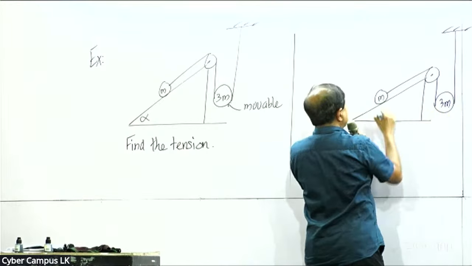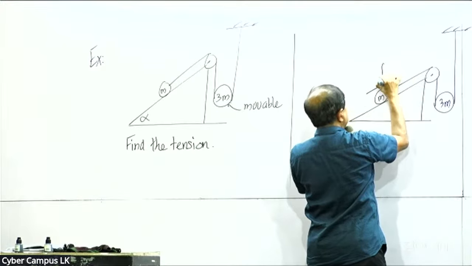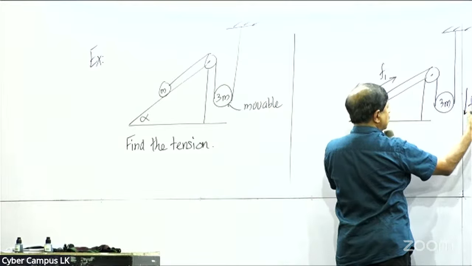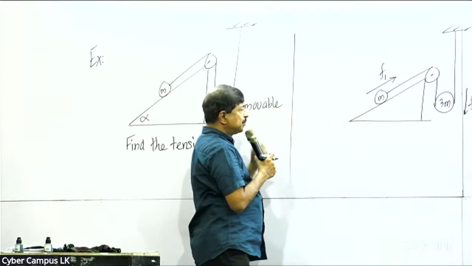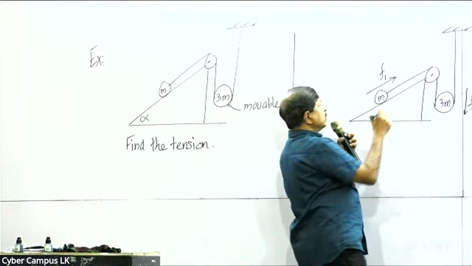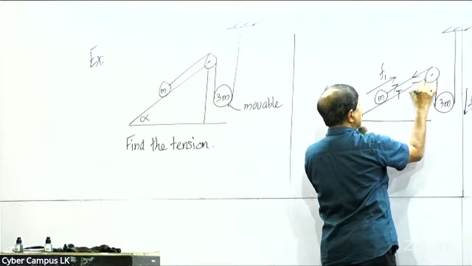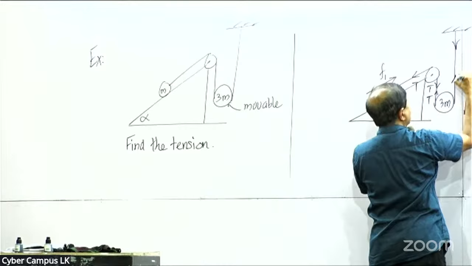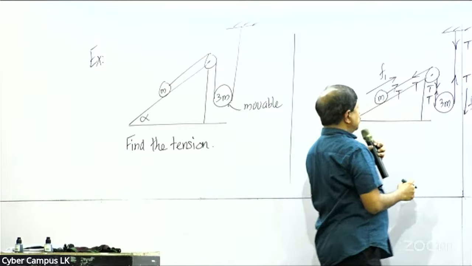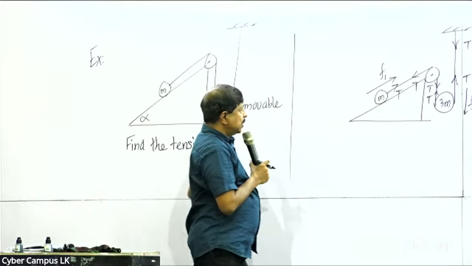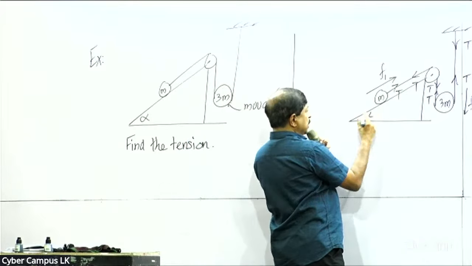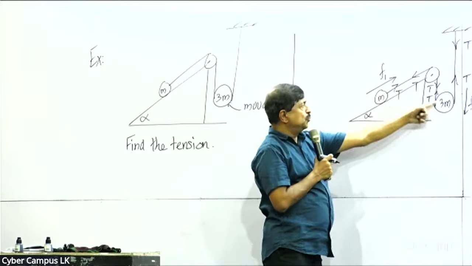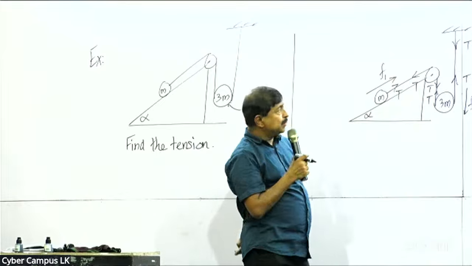Right. We can mark the acceleration. So I'll take this as F1. We'll take this as F2. Then the tension. So we have three variables: tension, F1, and F2. There are three variables, but we have only two objects which are moving. So we are one equation short.